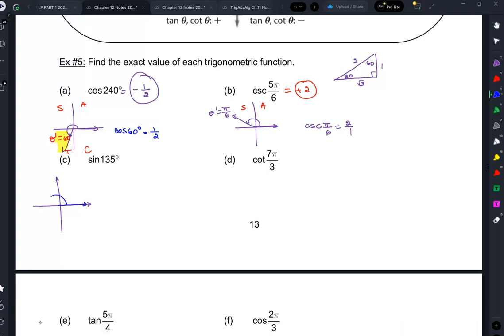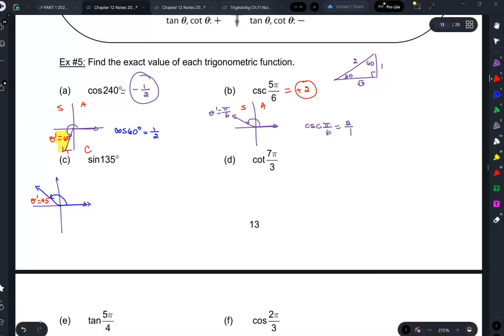$135 is over here. Reference angle is 45. So I'll tell you a secret. The ones that end in 5, right, those are the 45 degrees. So the reference angle is going to be 45 degrees.